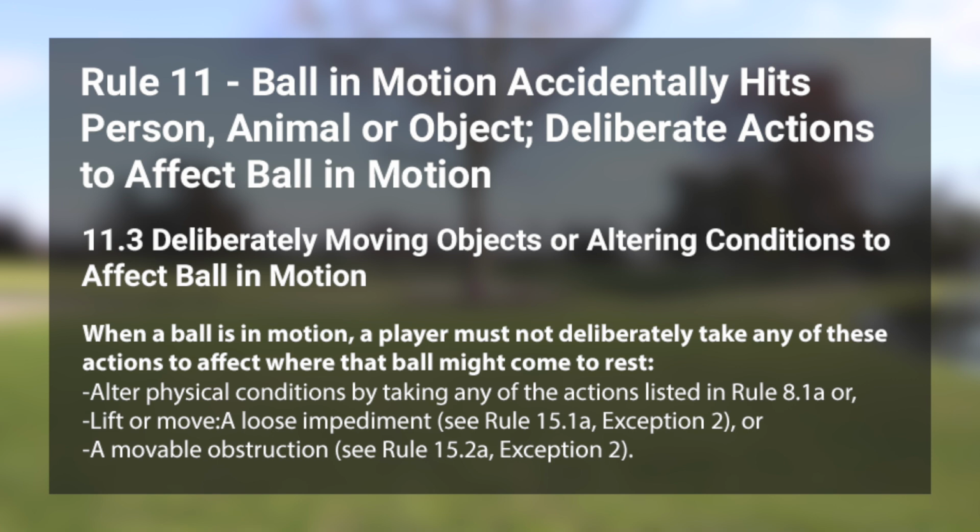11.3 talks about deliberately moving objects or altering the course to affect ball in motion. When a ball is in motion, a player must not deliberately take any of these actions to affect where the ball may come to rest. So they can't alter physical conditions by taking any actions listed in 8.1 that we talked about earlier. And they can't lift or move a loose impediment or a movable obstruction.